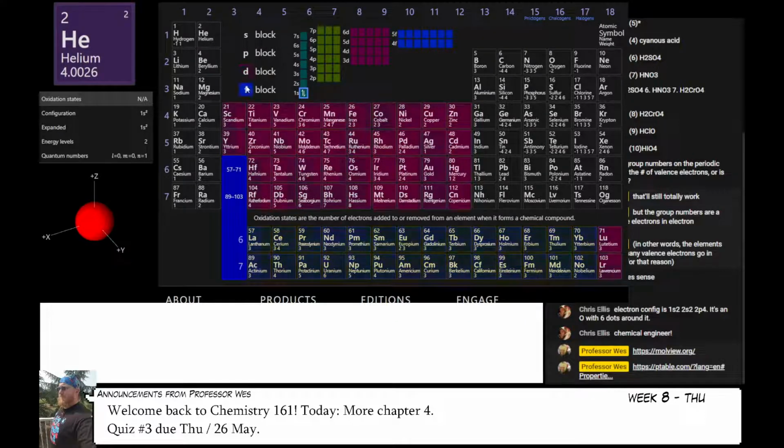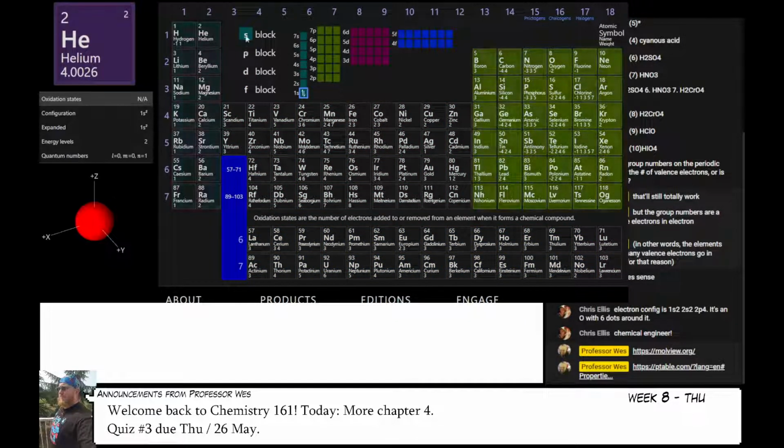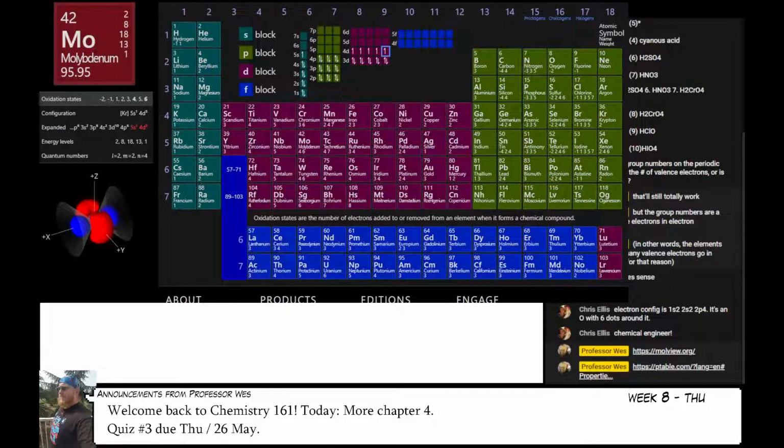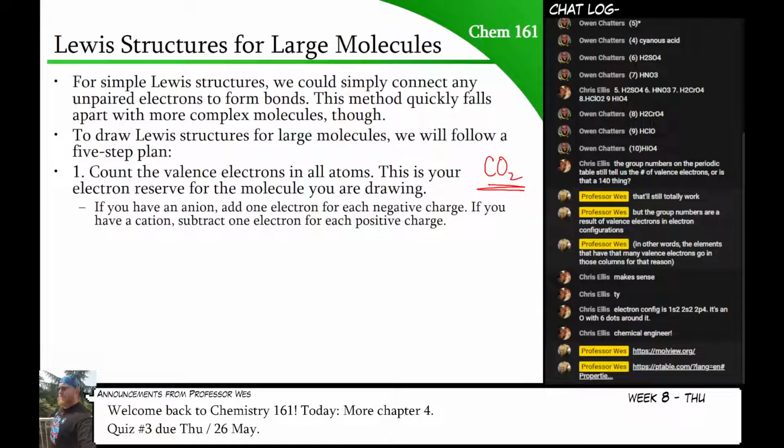Ignore D, ignore F. We're never going to do anything with those two, but these two right here. So that's going to make our counting valence electrons a lot easier, because now we don't have to deal with electron configurations again. So, for instance, this carbon gives you 4. There are 2 oxygens, each gives you 6. 6 times 2 is 12, plus 4 is 16. So when I draw the Lewis structure of CO2, I've got to have 16 electrons.